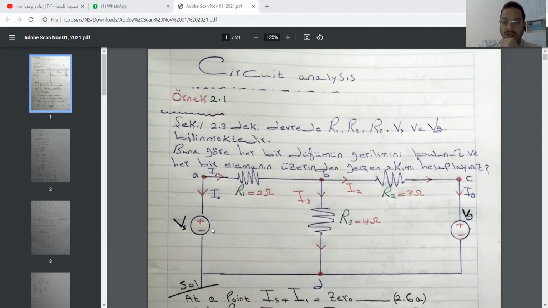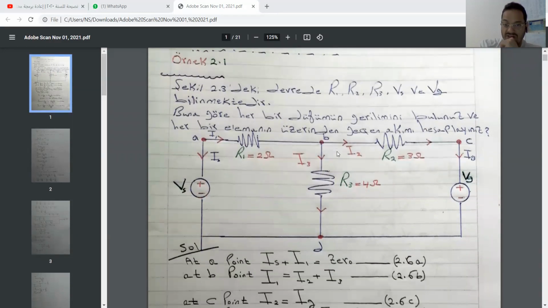That means, in this example, which I took from a Turkish source, the author wanted us to solve this circuit by calculating all of these different currents. We will start by using Kirchhoff's current law: I1 equals I2 plus I3. That means I1 minus I2 minus I3 equals 0. This will be the first equation for us.